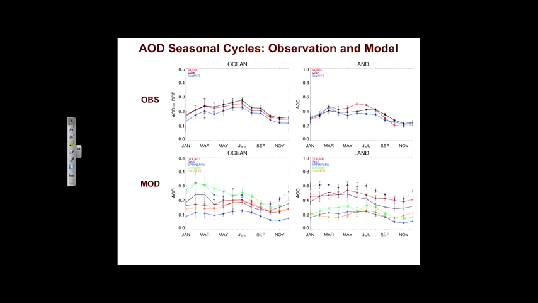Now, let me check the seasonality. This is the AOD comparison between observation and models. Over ocean, they have a widespread range of differences, and some capture the summer peak right here, but some models capture the peak in winter. So seasonality is different, magnitude is different, and over land the spread is also large. Looking into this seasonality, the models clearly show more issues.